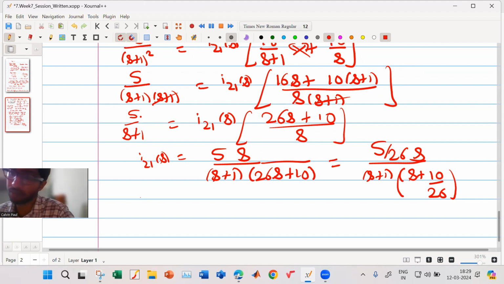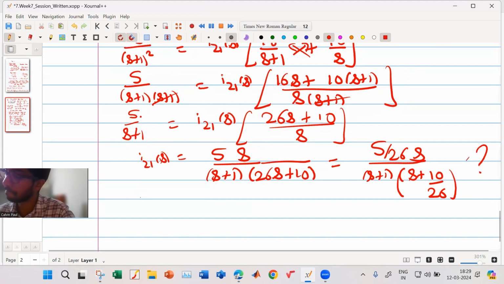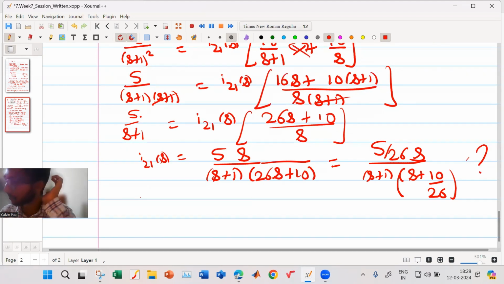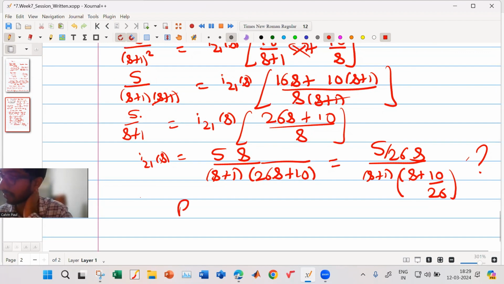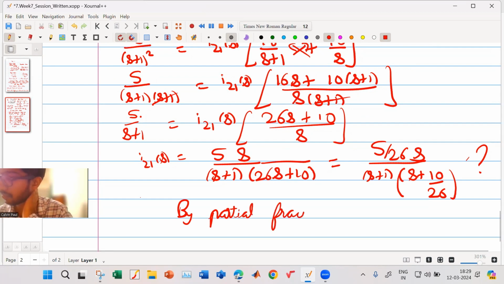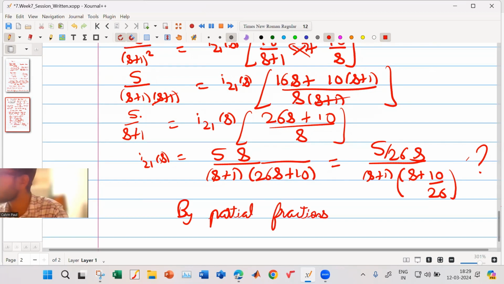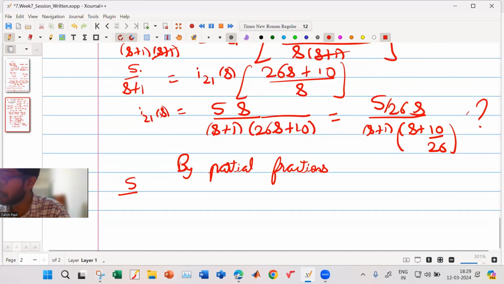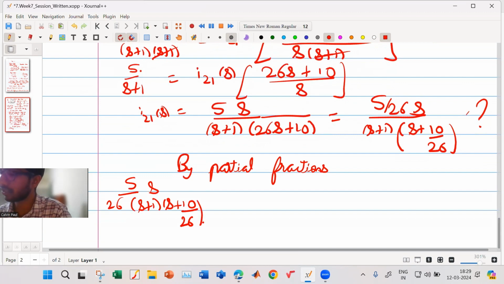So now how will we solve this? By partial fractions. Okay, by partial fractions. So what I will do, I will write 5 by 26 S upon S plus 1 into S plus 10 upon 26. This is equal to A by S plus 1 plus B upon S plus 10 upon 26.